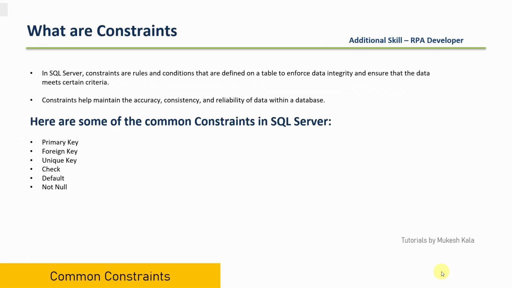These are the most common constraints which are covered on the screen: primary, foreign, unique, check, default and not null. All of this we have already covered. The last one we are going to cover today. So those of you looking for the first time, you need to have a background of all of that to understand today's video.